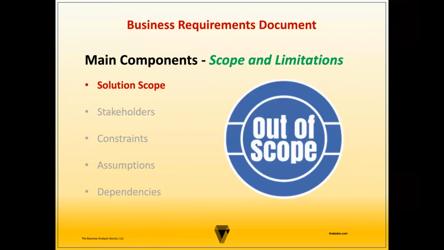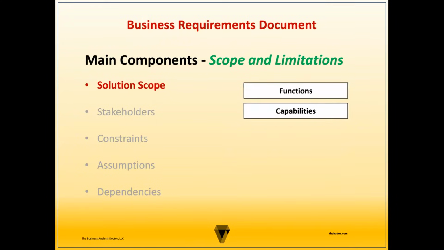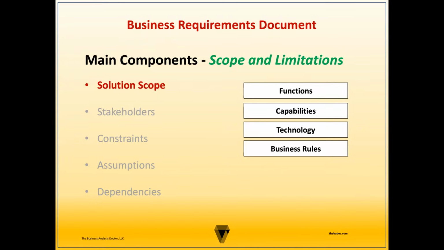This is the new features and capabilities that comprise the boundaries of the change and the characteristics of the solution. The more requirements approved, the larger the solution scope. It's best practice to indicate the solution components that are in scope as well as out of scope for the project. The solution scope may describe changes to functions, capabilities, technology, business rules, data, or processes.